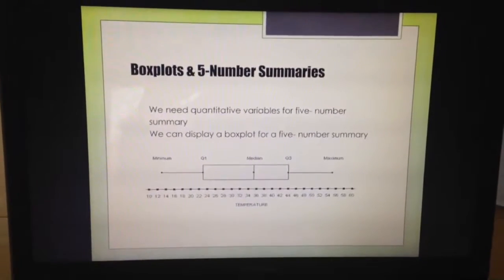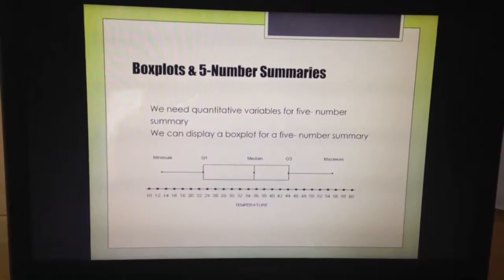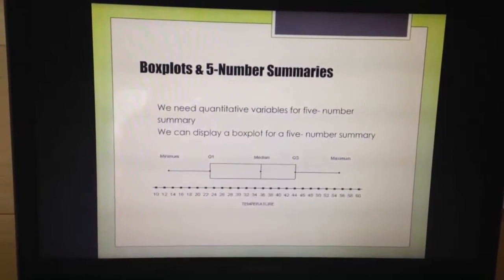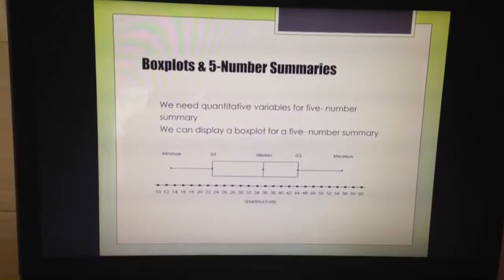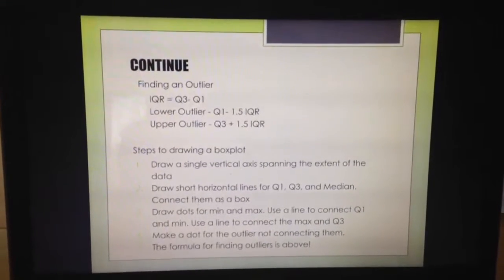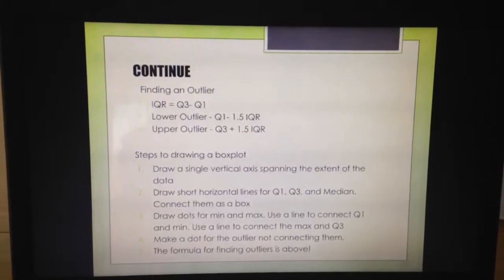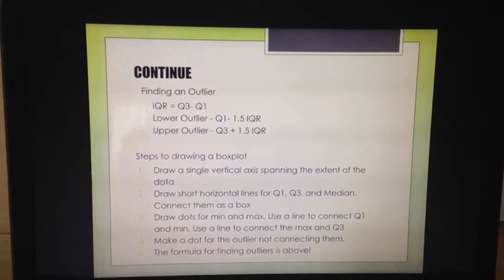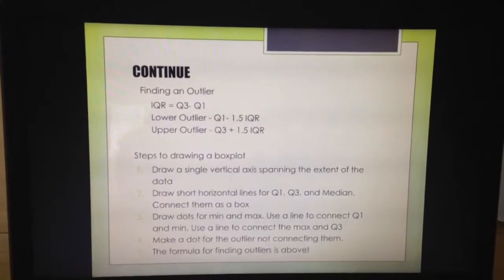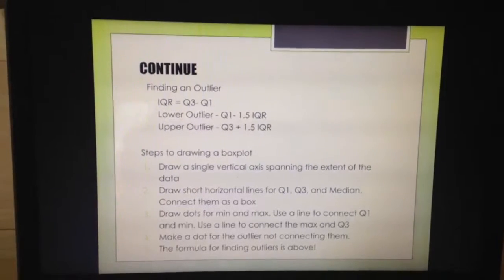Box plot and 5-number summaries. We need a quantitative variable for a 5-number summary. We can display a box plot for a 5-number summary. Finding an outlier: IQR equals Q3 minus Q1. Lower outlier: Q1 minus 1.5 IQR. Upper outlier: Q3 plus 1.5 IQR.